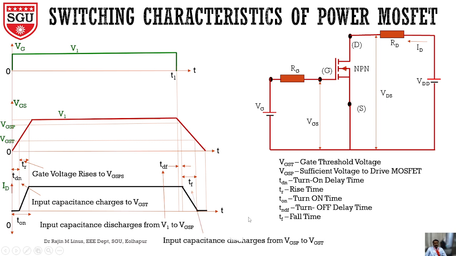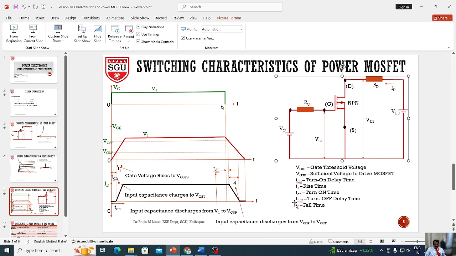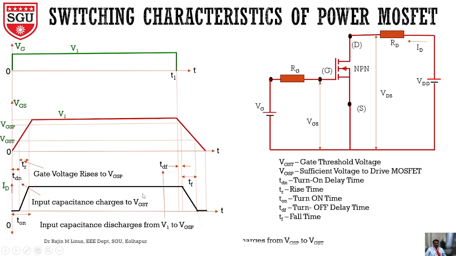Then what is meant by fall time? The fall time is nothing but the input capacitance discharging further from VGSP to VGST. So there is one small mistake. Let me correct it here. This is TDF, and here it will be VGSP. So you can see now very clearly the difference between VGSP and VGST.